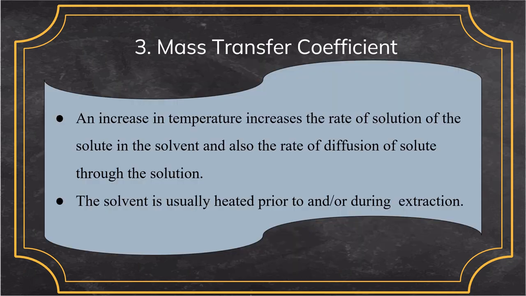Next is the mass transfer coefficient. An increase in temperature increases the rate of solution of the solute in the solvent and also the rate of diffusion of solute through the solution. Thus, the solvent is usually heated prior to and or during extraction. The upper limit in temperature depends on the nature of solids. Too high a temperature can result in the dried coffee powder having an undesirable flavor. That's all from me. Thank you.